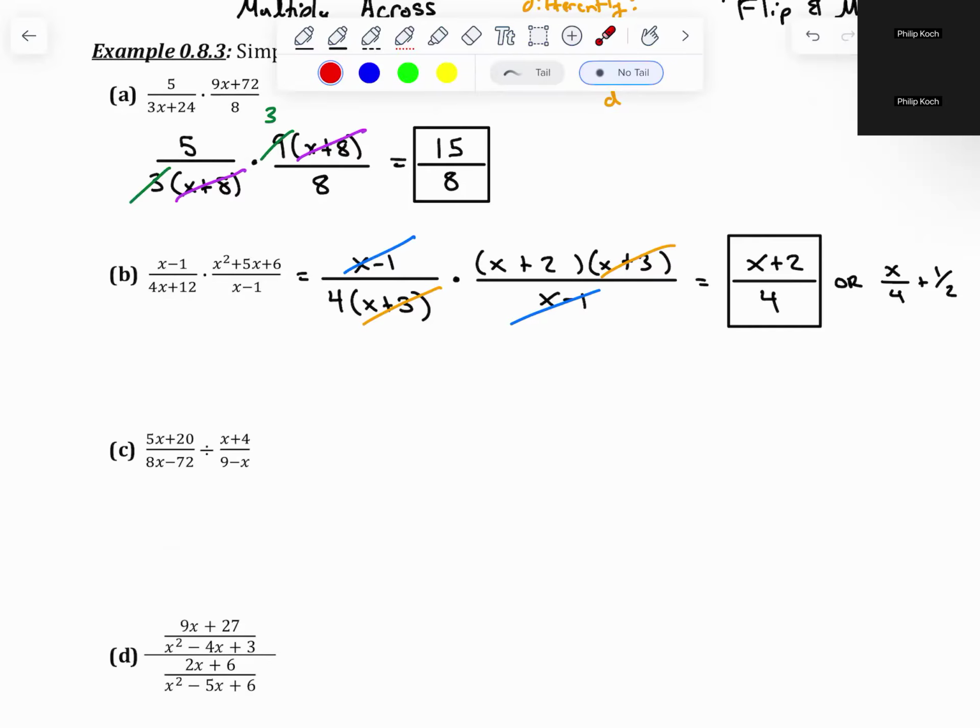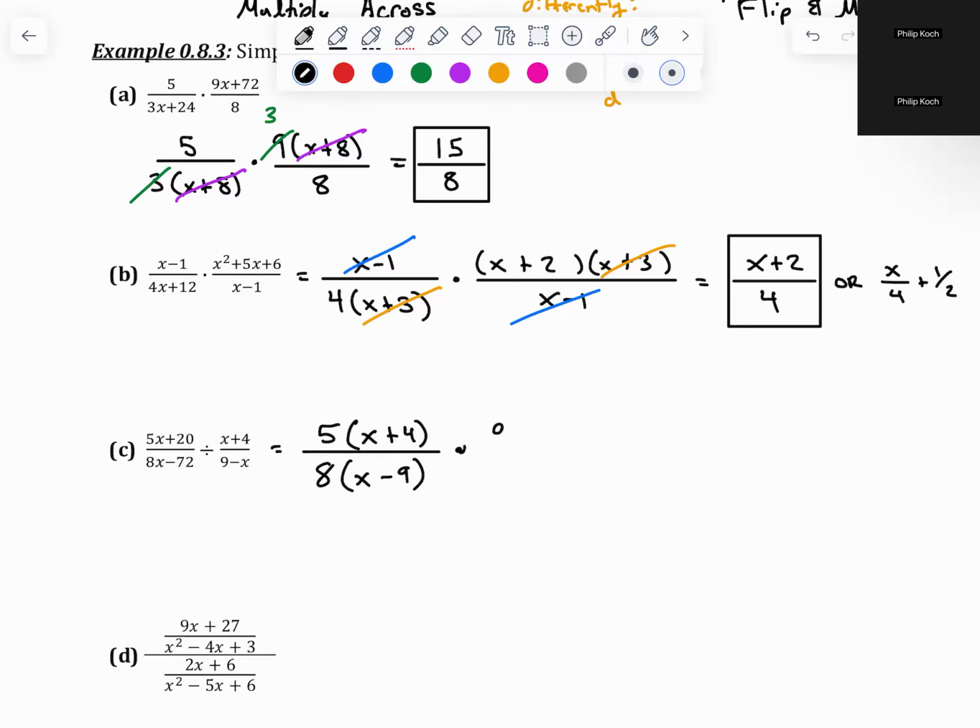The next one is our first division one, so let's do it together, and then we'll do the big boy problem afterwards. So it's 5x plus 20 over 8x minus 72 divided by x plus 4 over 9 minus x. So we're dividing by a fraction. So we flip and multiply. So this equals, I'm going to go ahead and factor right off the bat. There's a common factor of 5 from the first fraction's numerator. So it's 5 times x plus 4 divided by, the denominator has a common factor of 8. So we'll factor out an 8. And then it's x minus 9 times 9 minus x over x plus 4.